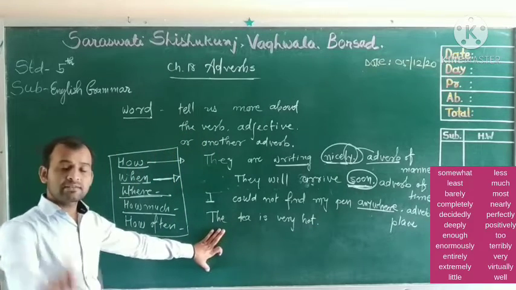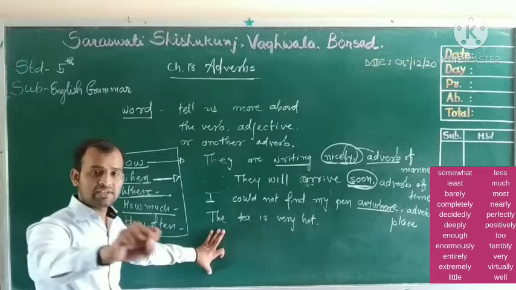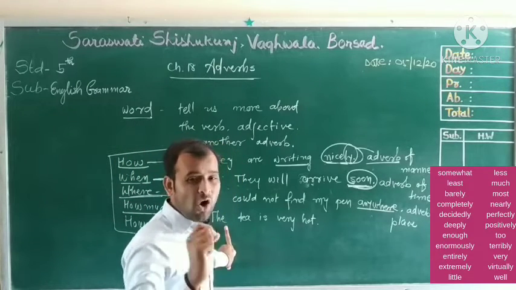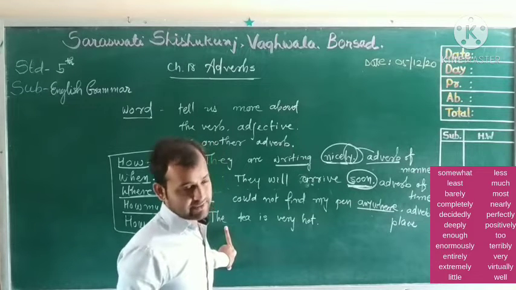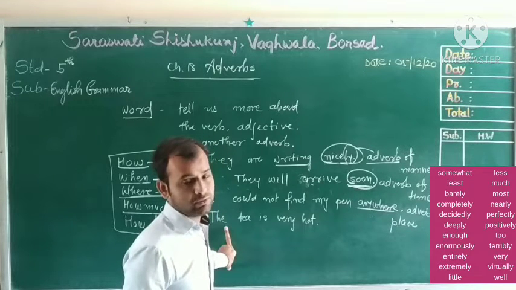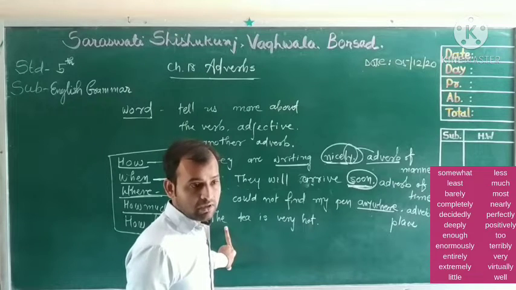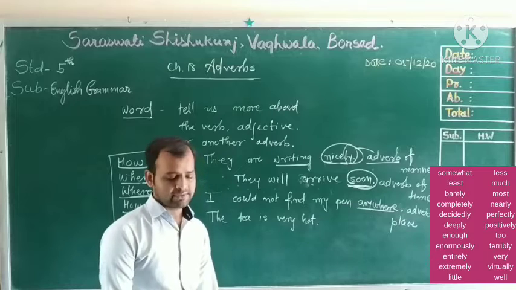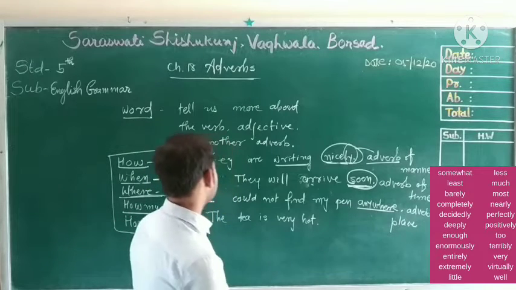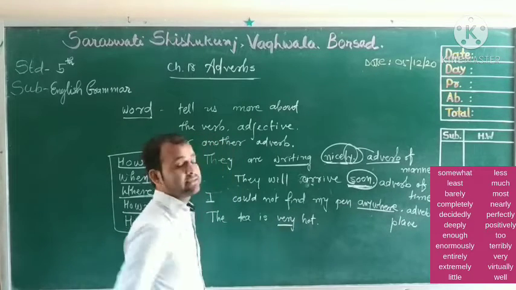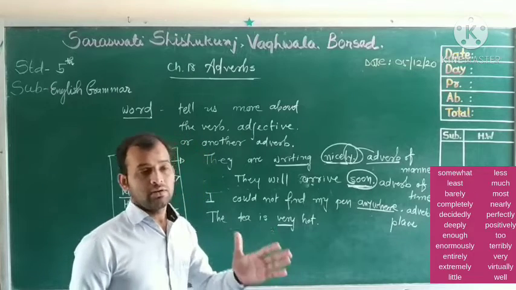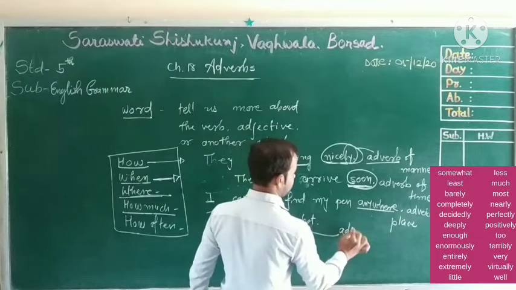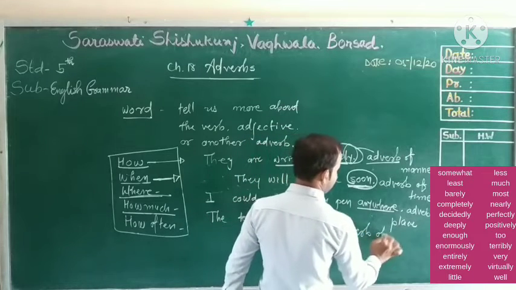Now, if you want to get the adverb from the statement, what will you answer? The tea is very hot. How much hot the tea is? What will you say? How much? What will you get as the answer? Very. The tea is very what? So here very, it is for adverb of degree.